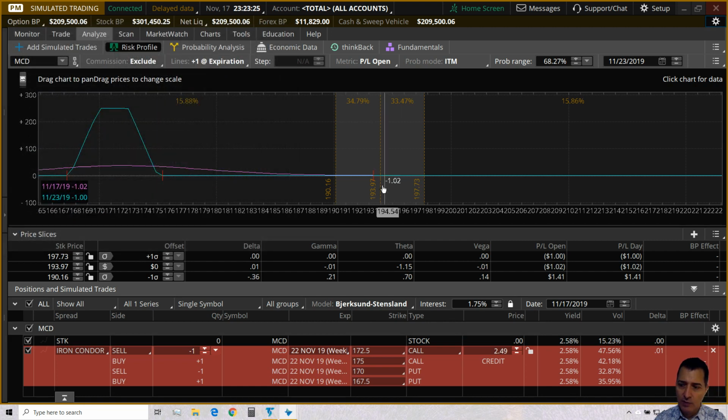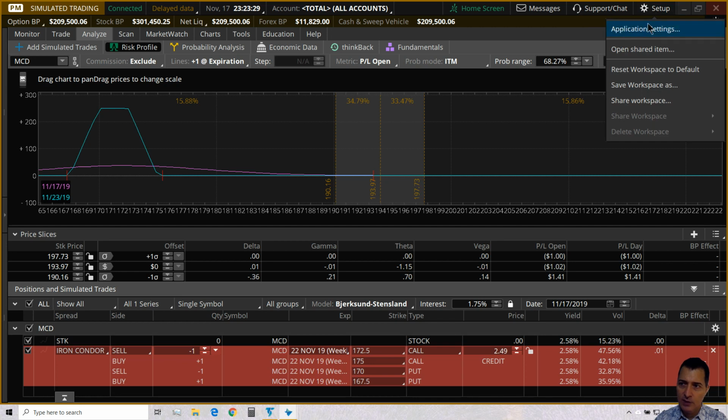Not here, where was this? It was right there, setup on the top. So you can change application settings.